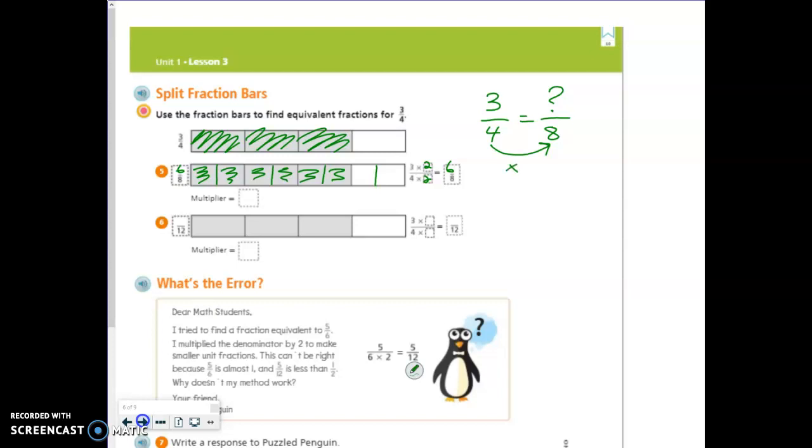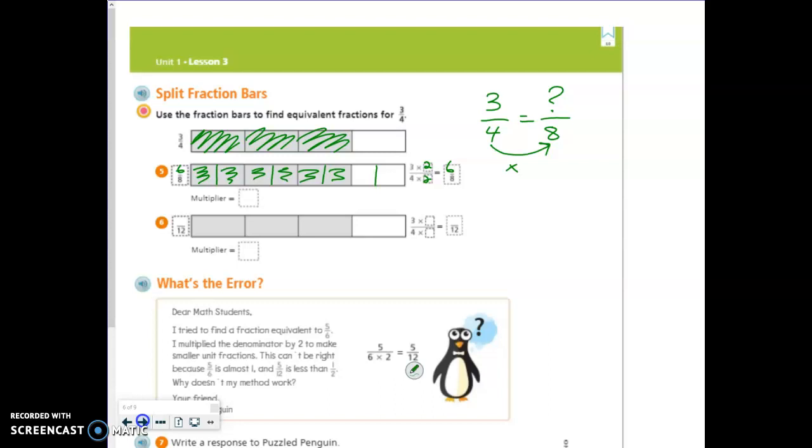That means I need to multiply. Because remember that we can also divide and make those numbers smaller. We can simplify those fractions by dividing. But in this case, we know 3/4 gets larger. Those numbers are going to get bigger to go to something in the eighths.